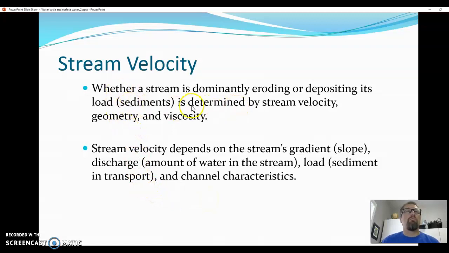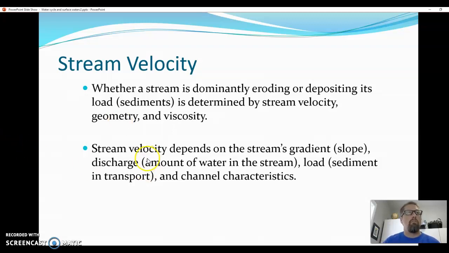All right, so these probably seem like common sense, but some of the things that will help determine whether a stream is eroding or depositing material are the velocity of the stream, the geometry, whether it's constricting or opening up, whether it has a bend or is more straight, and the viscosity, kind of how much stuff is in the water, and the density of the water to some extent.